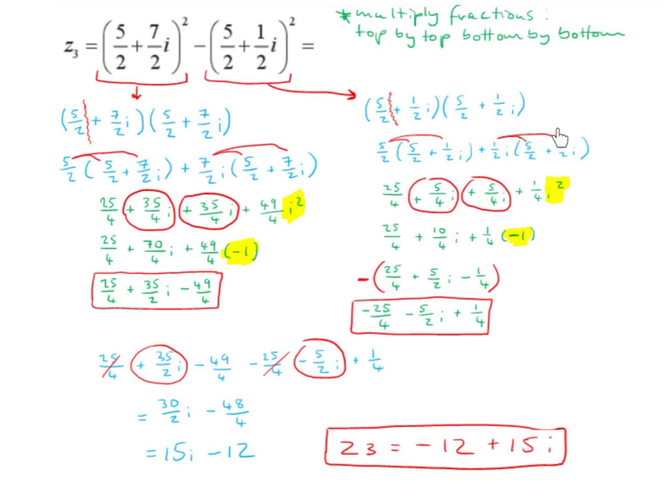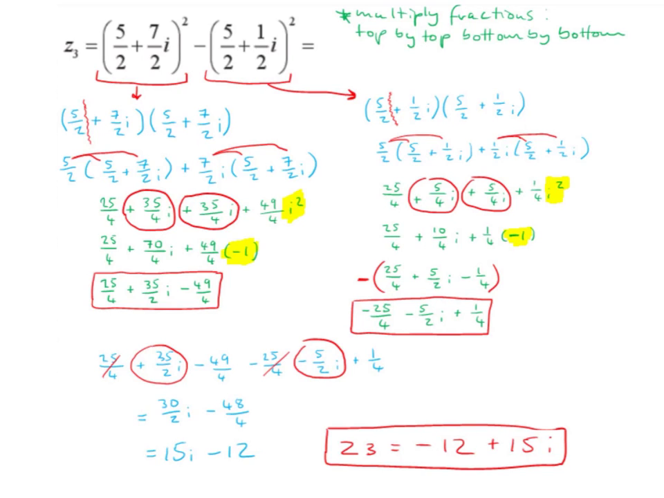And then a half i by a half i is a quarter i squared. So 1 by 1 is 1, 2 by 2 is 4, and i by i is i squared. Bring down the 25 over 4, and 5 over 4i plus 5 over 4i is 10 over 4i. And then the i squared becomes minus 1 with brackets around it. Very, very important that the minus 1 has brackets around it.